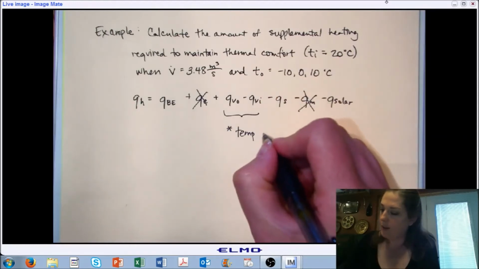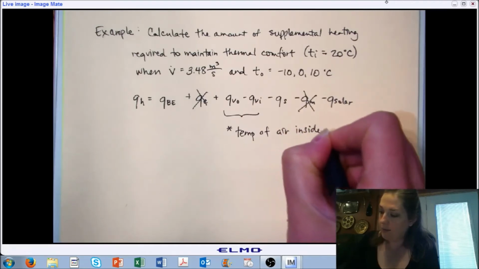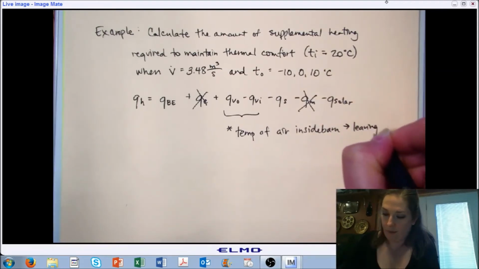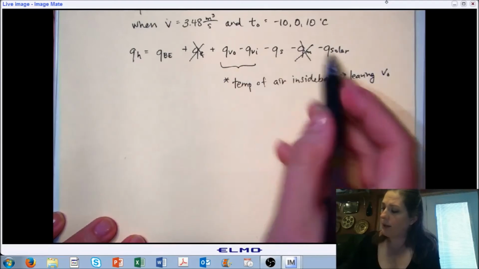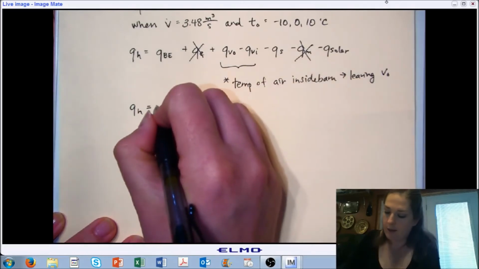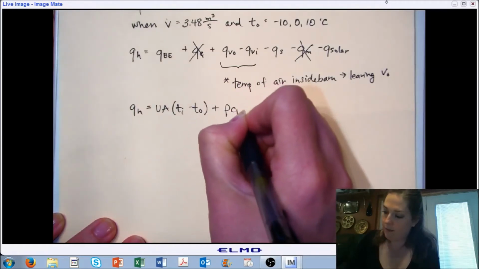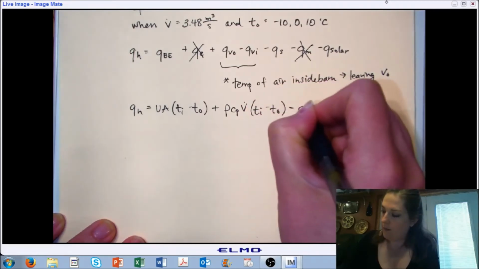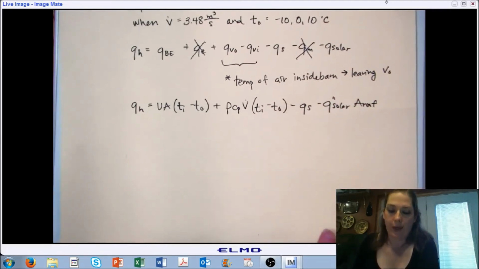So just to remind ourselves, the temperature of the air inside the barn is the temperature of the air that's leaving the barn. So it goes with the V_O. Alright, so let's substitute in our relationships for each of our energy gains and losses. Looks very much like our last problem.